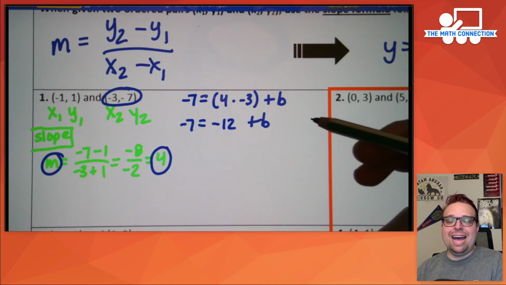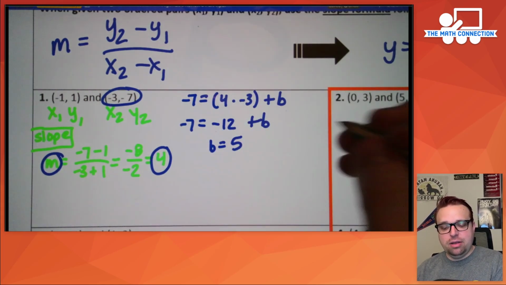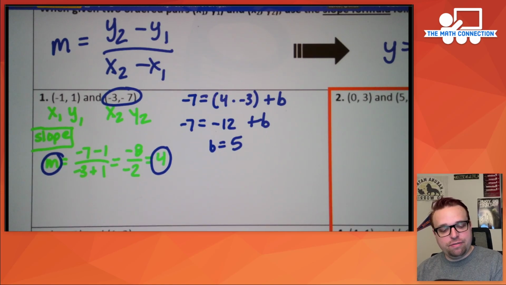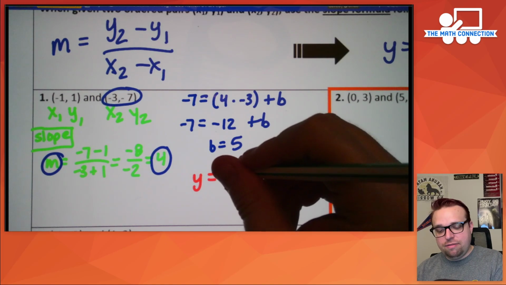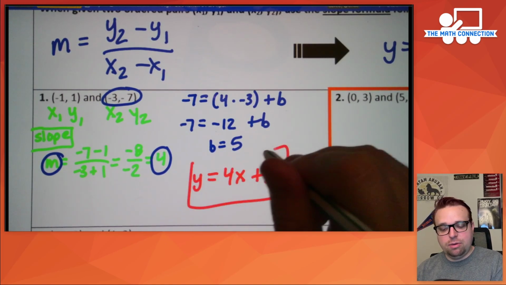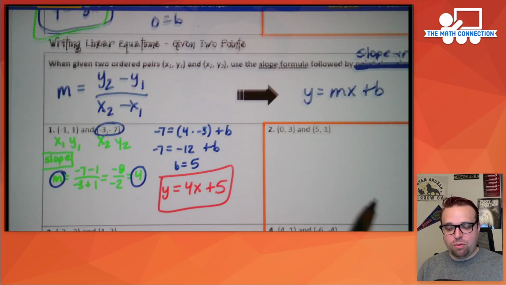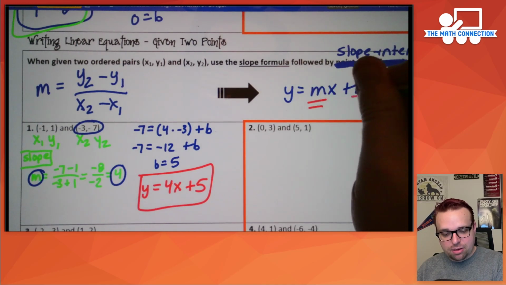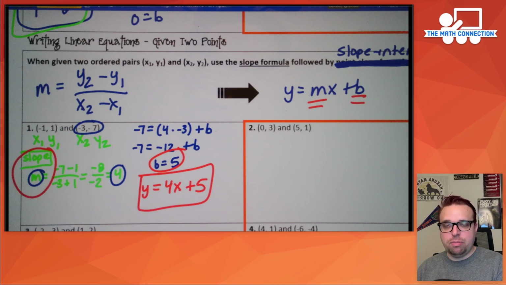And what do you have to add to negative 12 to make it negative 7? You have to add 5. So there you have it, and your final answer here is going to be y equals 4x plus 5. And we'll box our answer. I'm doing this by using the slope-intercept form, right, where I need to know m and b. So once I solve for m and once I solve for b, I can plug that into an equation where it can be any combination of x and y, okay?